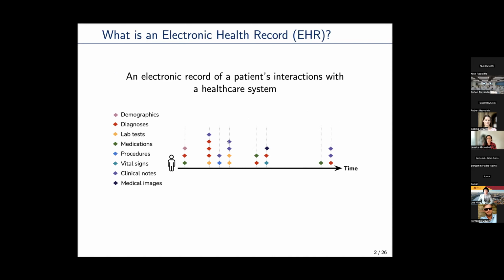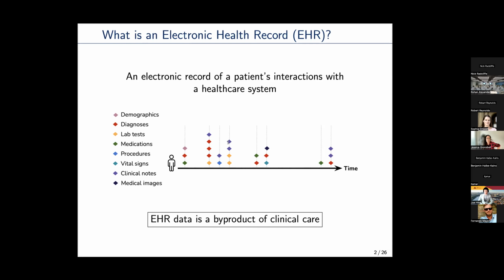So every time a patient goes to the hospital or sees a physician, all the information that's documented about them is recorded in their EHR. So these are things like diagnoses, the reasons why they were there, as well as any labs or meds, procedures, and then a huge volume of information and clinical notes.